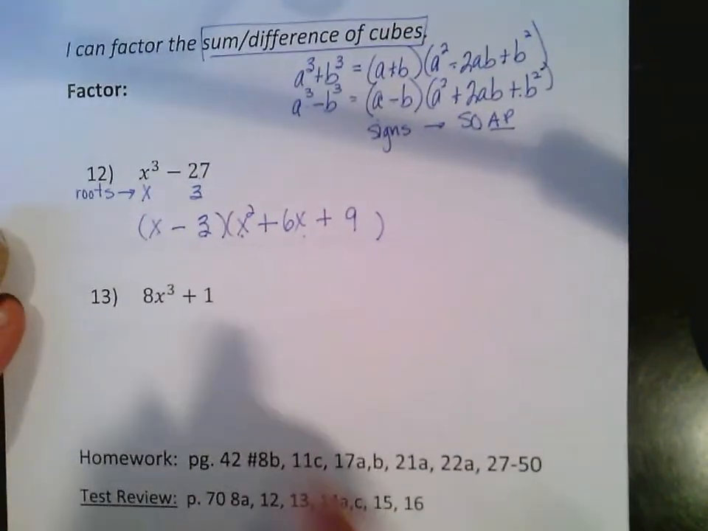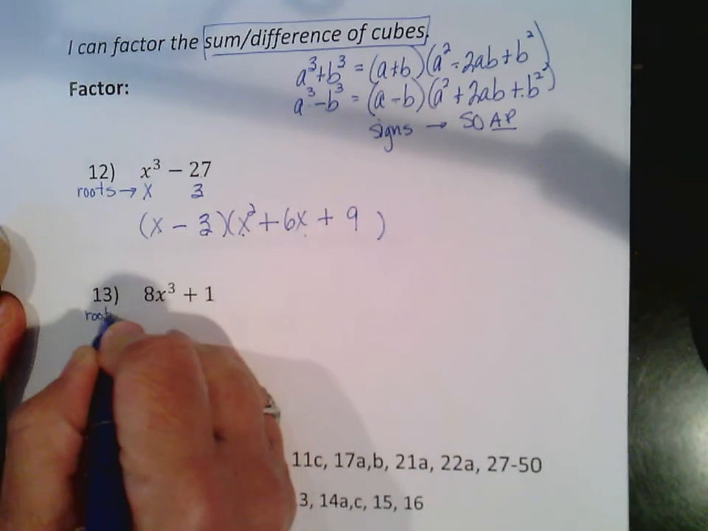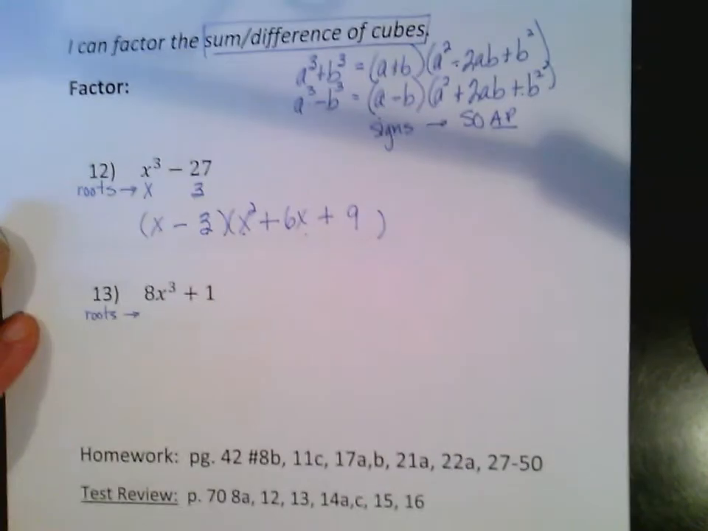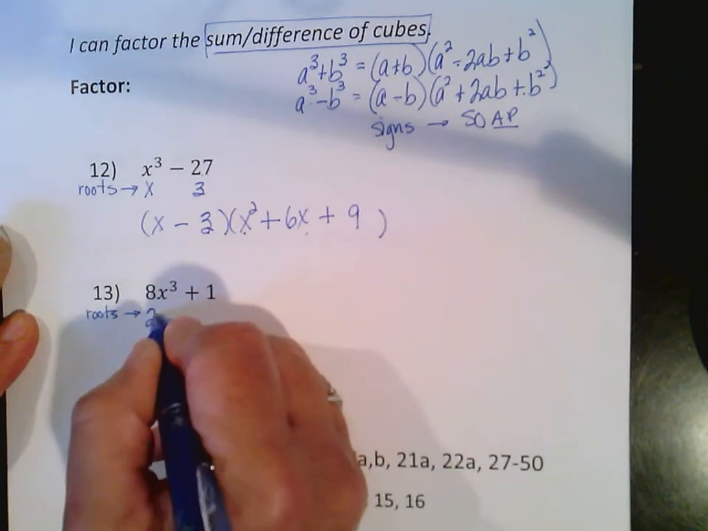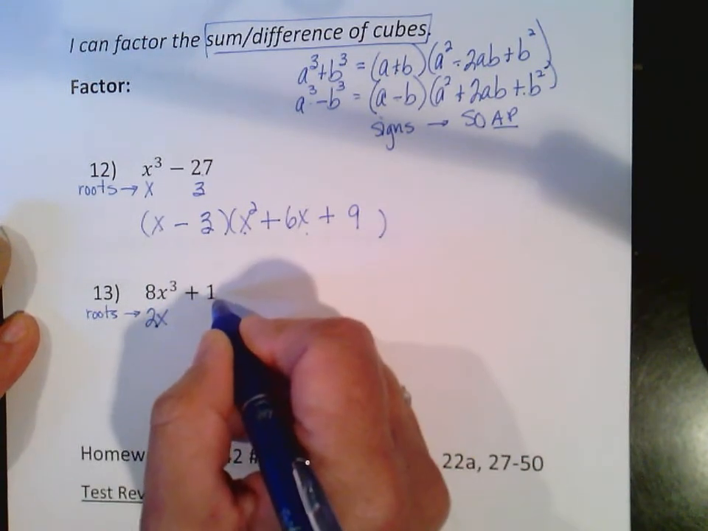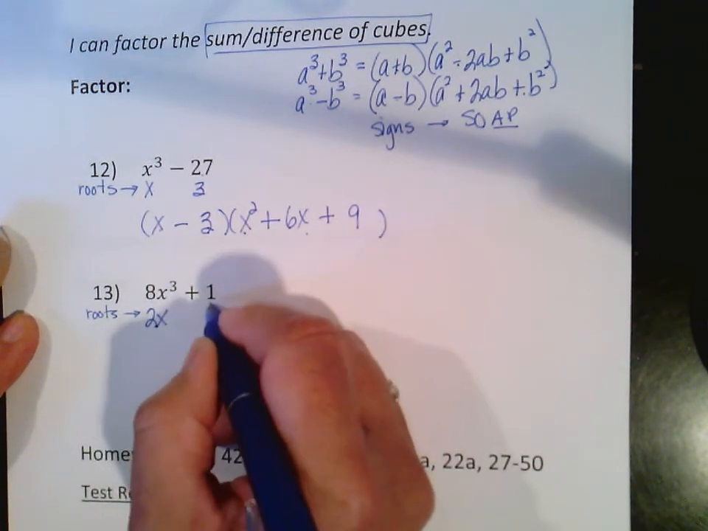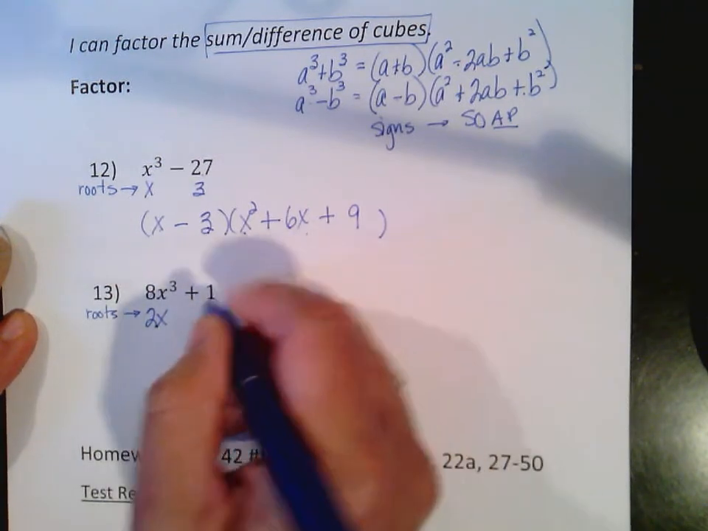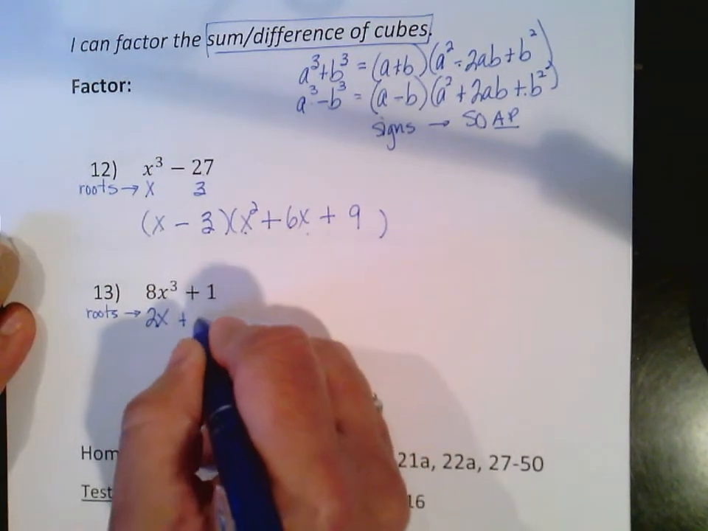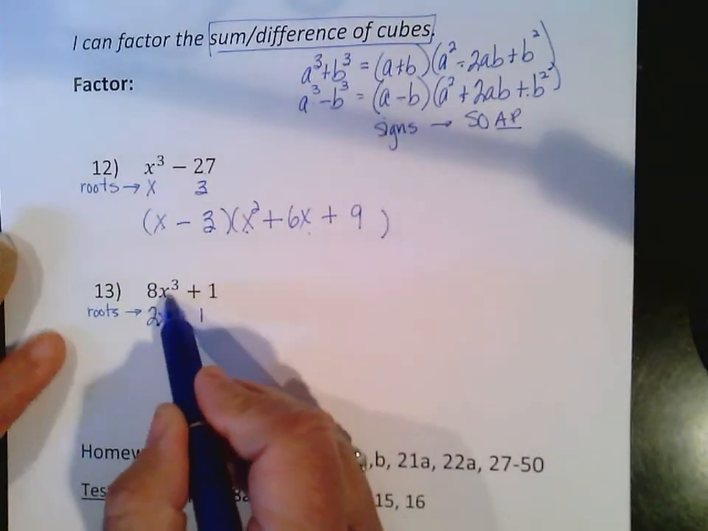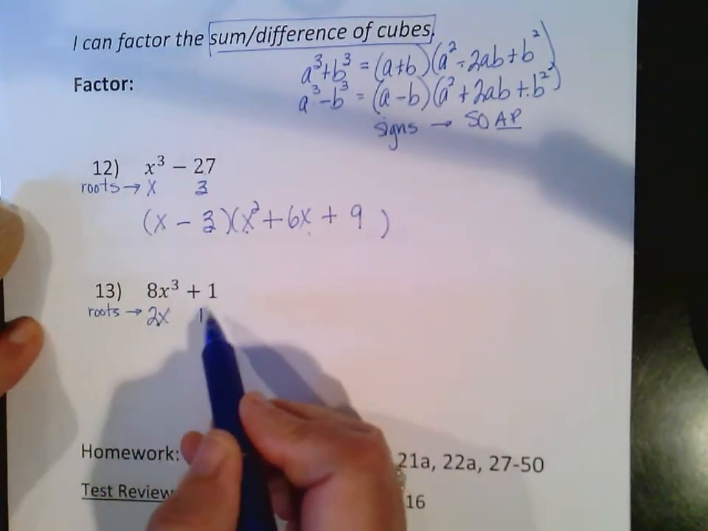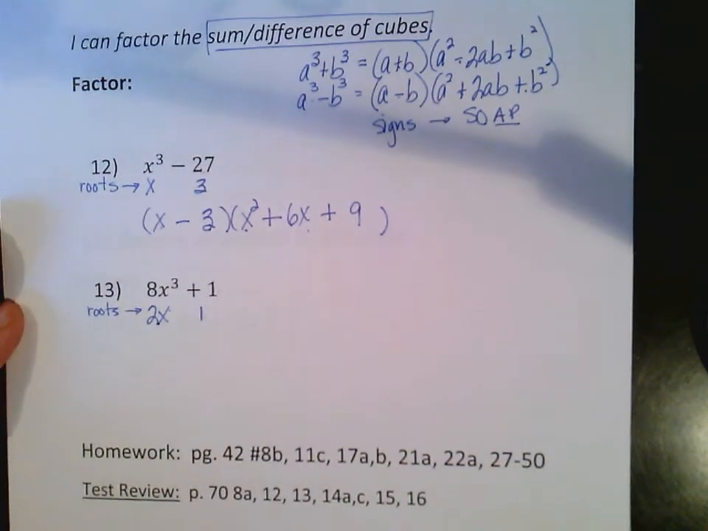So let's try it again. We take our roots. Cube root of 8 is 2. Cube root of x cubed is x. What can I multiply times itself 3 times to get 1? Well, 1 times 1 times 1 is 1. Oops, I don't want that there. I just want the roots. So my roots, the cube root of 8x cubed is 2x. The cube root of 1 is 1. Just like the square root of 1 is 1.